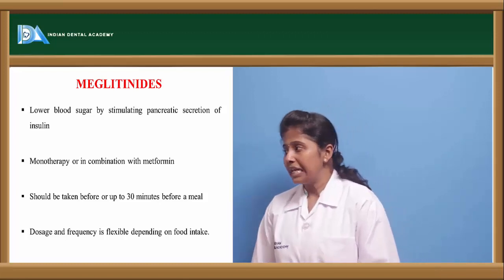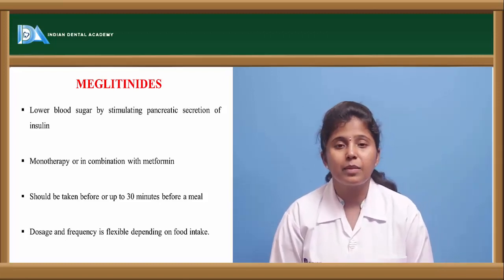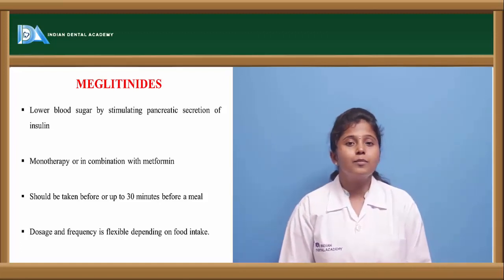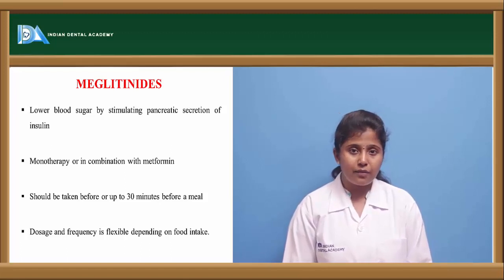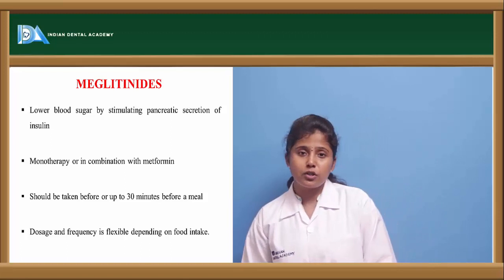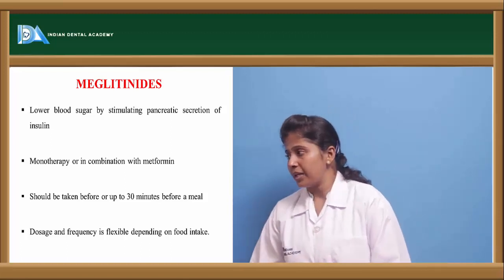The other category of drugs are phenylalanine analogs, or meglitinides. These meglitinides lower the blood glucose level by stimulating the pancreatic secretion of insulin. By stimulating the beta cells of the islets of Langerhans, it allows the stimulation of the pancreas, leading to the secretion of the hormone out of the pancreas.